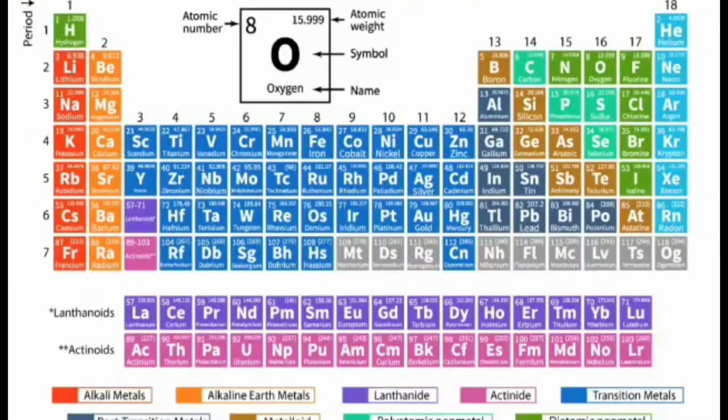The groups are further divided into A and B subgroups, and A is divided as follows. Group 1A, alkali metals. Group 2A, alkaline earth metals. Group 3A, boron group. Group 4A, carbon group. Group 5A, nitrogen group. Group 6A, oxygen group. Group 7A, halogen group. Group 8A, noble gas.